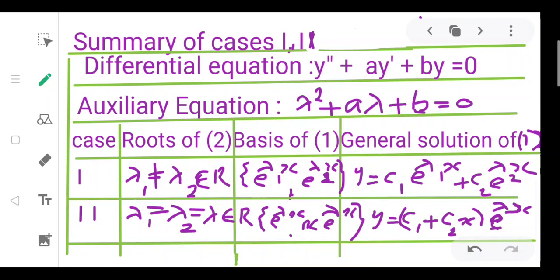First step is you write the tentative solution y is equal to e raised to lambda x. Then the auxiliary equation is lambda square plus a lambda plus b equal to 0. And in this table you will get the basis and general solution in the first two cases.